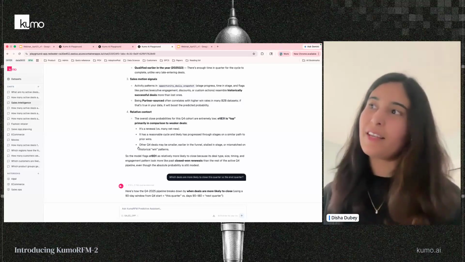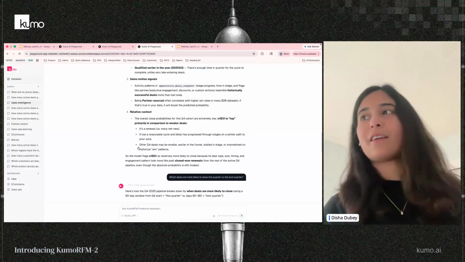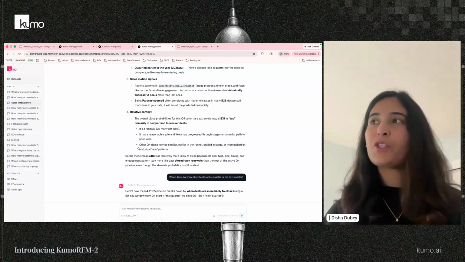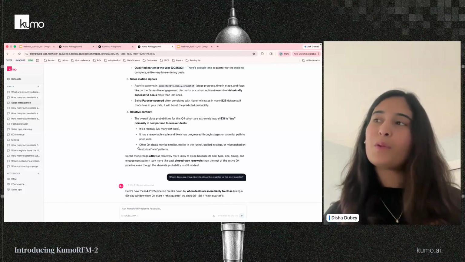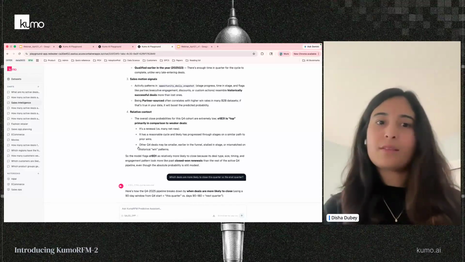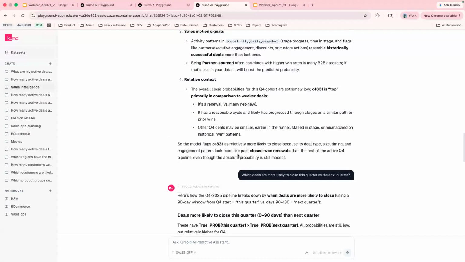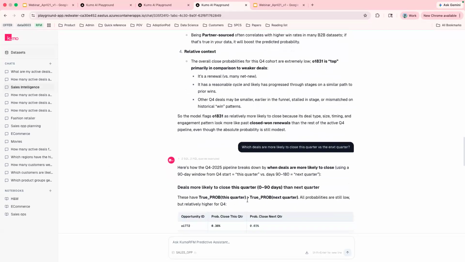Now, once all of this is set up, which is I have the visibility around my pipeline, I know the revenue opportunity, and I know some of the top deals that I can focus on for this quarter, I would want to step up and move to the planning phase, which is looking at which of these opportunities are more likely to close this quarter versus the next, or which are longer term deals. And for that, I can ask this question: which deals are more likely to close this quarter versus the next quarter? And when I do that, you see that Kumo RFM would run multiple predictive models here.